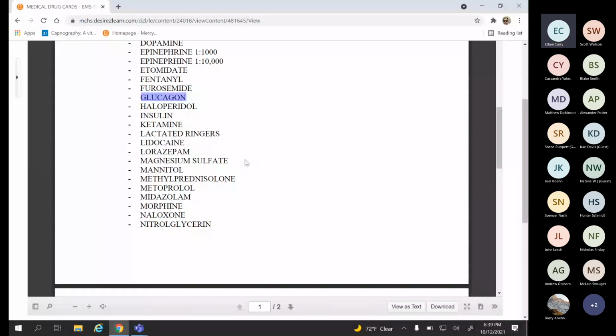What about mag sulfate? Another electrolyte, magnesium. What would we give mag sulfate for? Eclampsia patients. Yeah, eclampsia, especially preeclampsia. They're starting to get spots when they see, their blood pressure's elevated. We could look at giving mag sulfate, or if they're having seizures related to eclampsia, we would look at giving mag sulfate. We can also give mag sulfate for a cardiac rhythm called torsades.